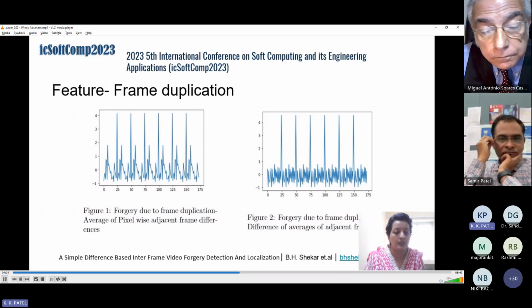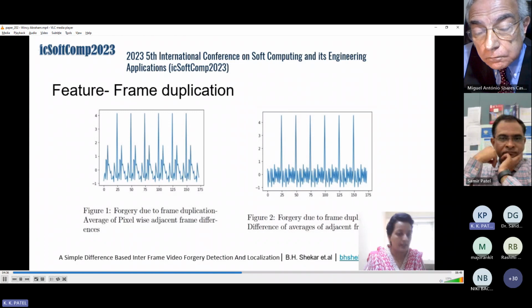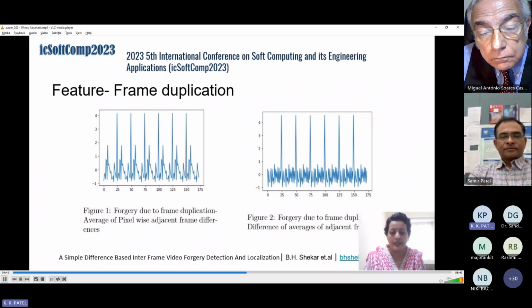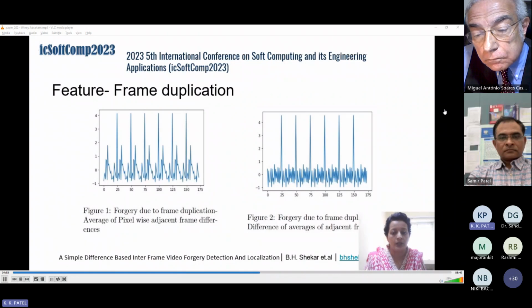This is the average of the pixel-wise difference of each pair of adjacent frames, where average means divided by the size. Here, we find the average intensity value of each frame, then take the difference. Here also you see the differences in the averages at location 25. The difference is going high. From the smooth pattern, there is an immediate spike, and the same thing is repeated. The same differences are getting repeated, meaning it is a duplication forgery, duplicated at many places.